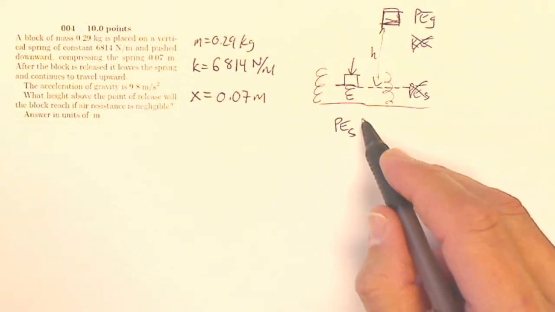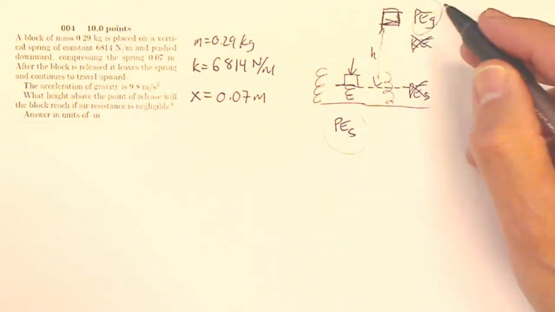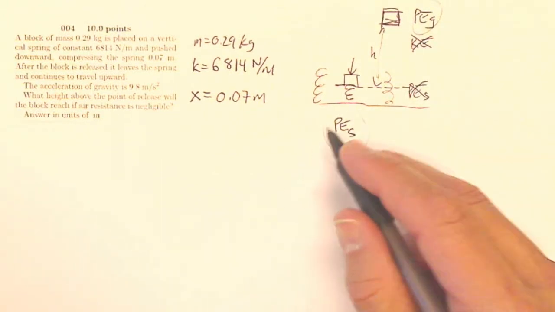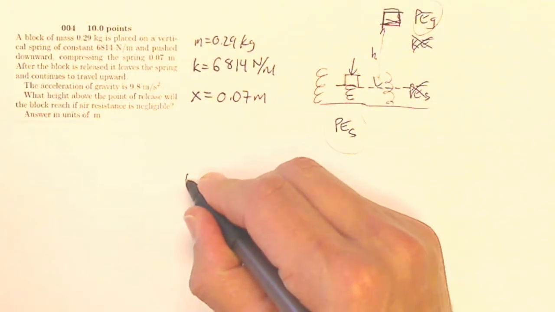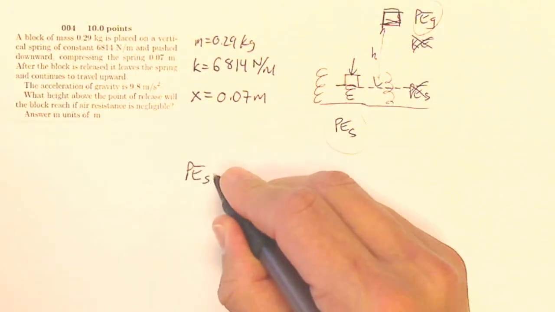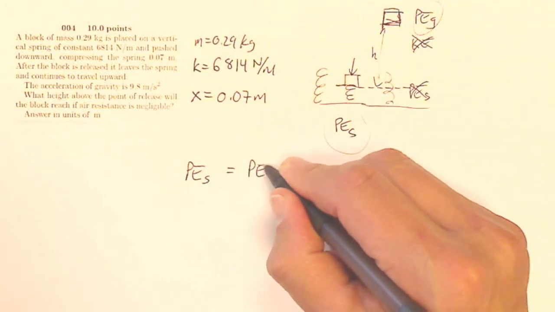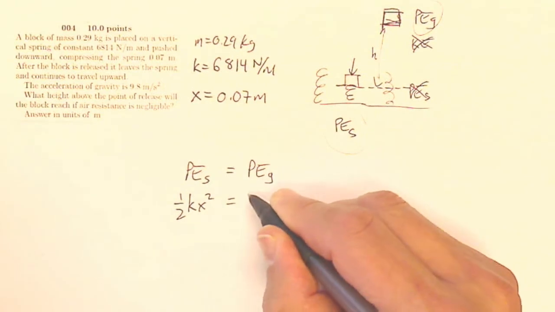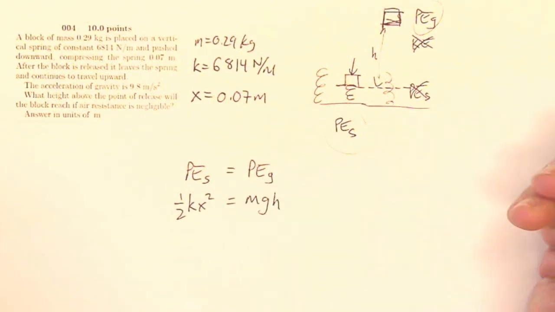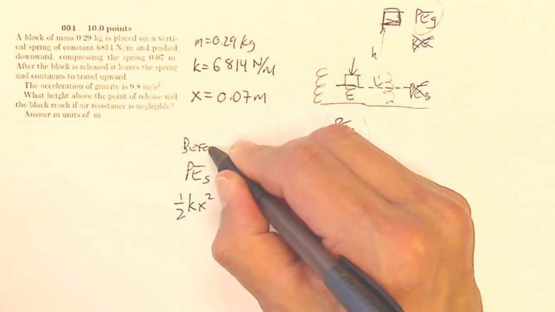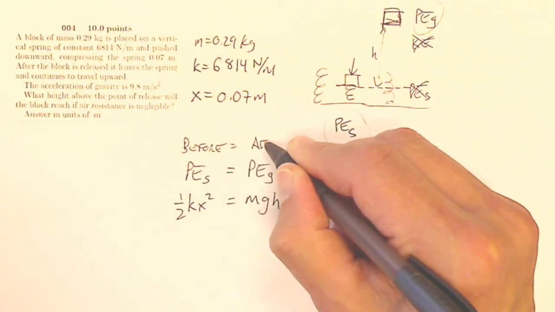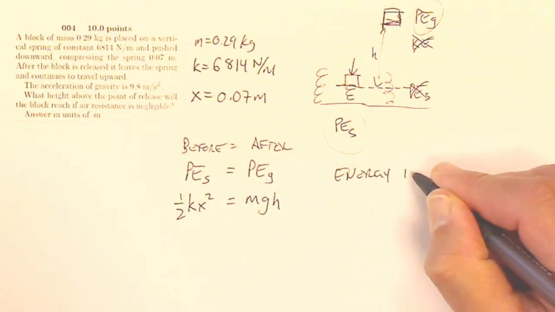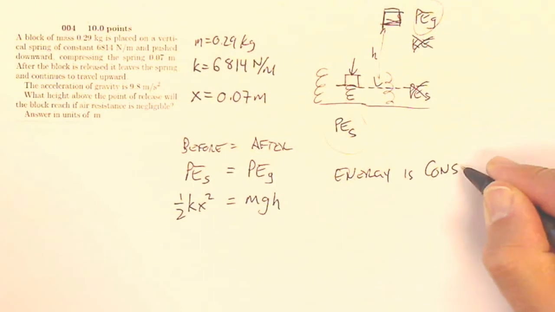Well, what I know is that here I've got some potential energy in the spring, here I've got some gravitational potential, and those two amounts of energy are going to be the same. So I would write energy is conserved, so that my potential energy in the spring at the bottom is going to equal my potential energy of gravity later. So my 1/2 kx squared is going to equal my mgh. So this is my before, this is my after, and energy is conserved. Don't forget to get that point on the AP exam.